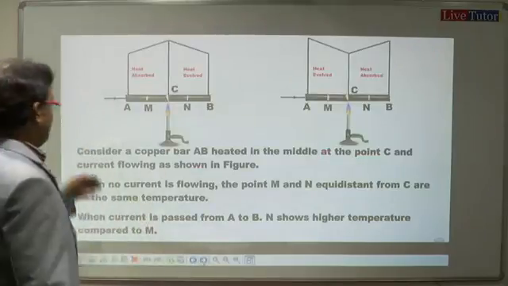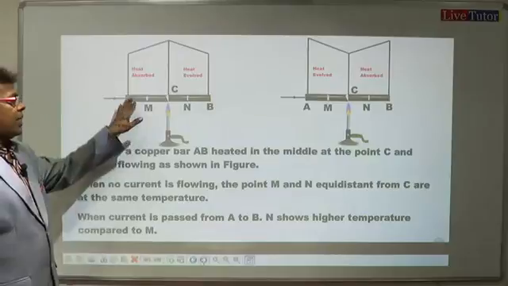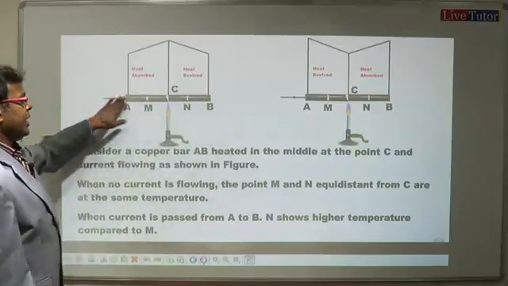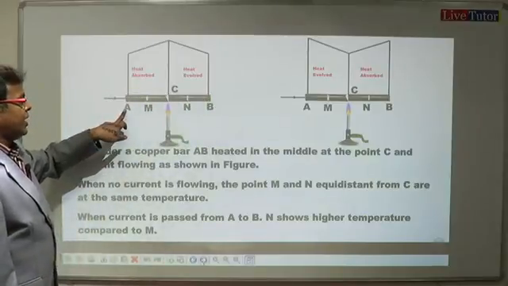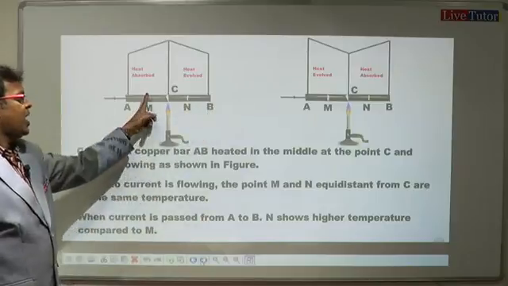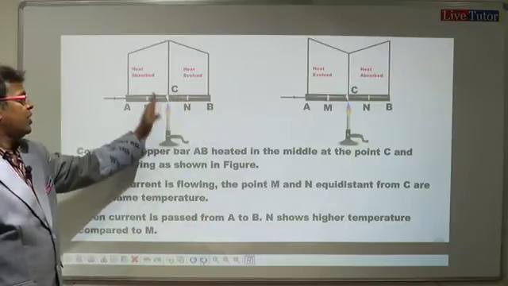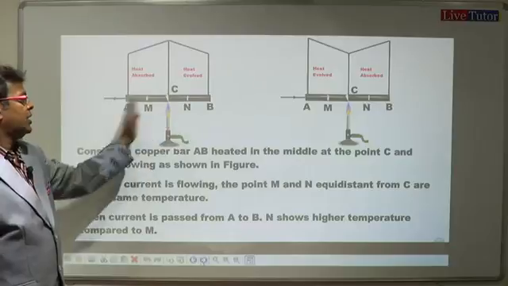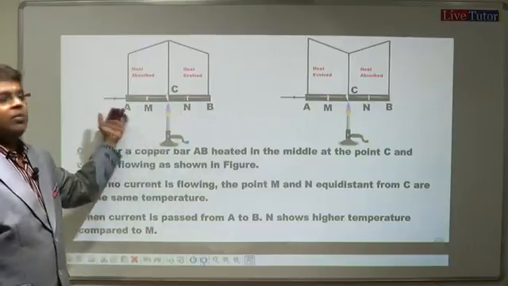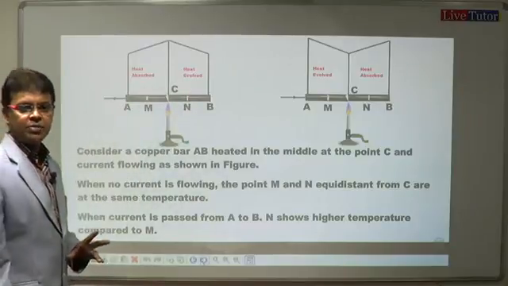Now let us consider a copper bar. ஒரு copper bar எடுத்துறோம். Okay? Copper bar எடுத்துறோம். We are naming it as AB and we have marked a point. இந்த ரெண்டுத்துக்கும் நடுவுல ஒரு middle point, இங்க ஒரு mid point, இது ரெண்டுத்துக்கும் mid point M, இங்க ஒரு N. இந்த மாதிரி மார்க்ஸ் பண்ணிருக்கோம். Different points வந்து மார்க் பண்ணிருக்கோம்.